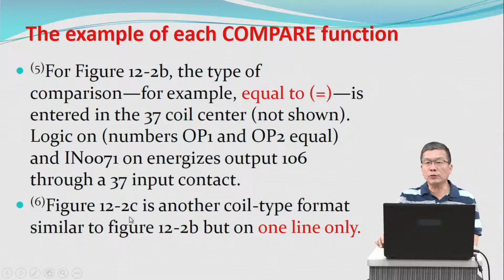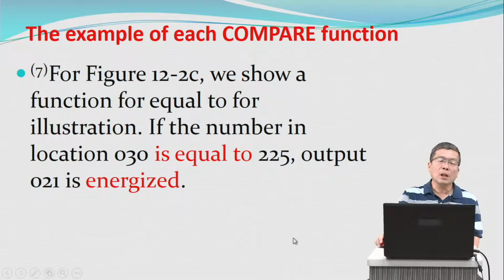Figure 12.2c is another coil type format, similar to figure 12.2b, but on one line only. For figure 12.2c, we show a function for equal to for illustration. If the number in location 30 is equal to 225, output 22 is energized.